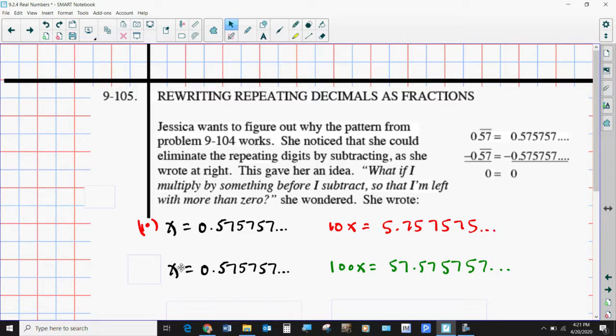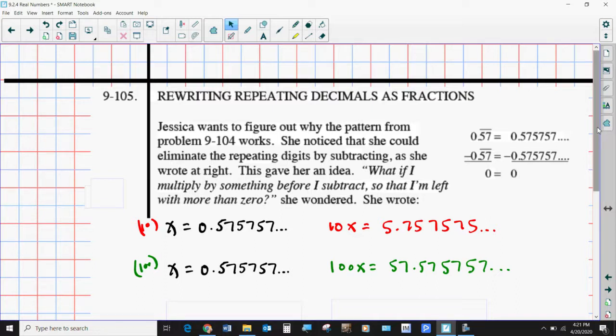If I were to multiply both sides of the equation times 100, then x equals 0.575757 becomes 100x equals 57.575757 to infinity. Okay, so does that make sense? The idea is that you're multiplying both sides of the equation times the same thing, so it's a legal algebraic move, and we're purposely choosing to multiply times a power of 10, so we don't have to change any of these numbers. All we have to do is move our decimal points.